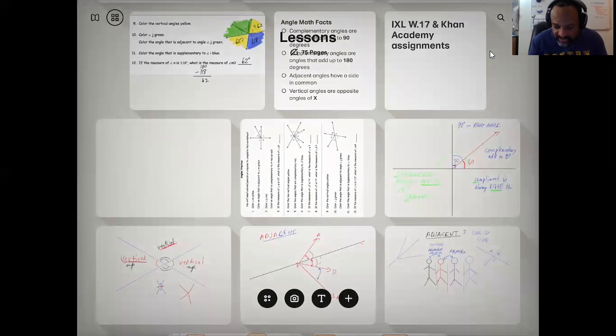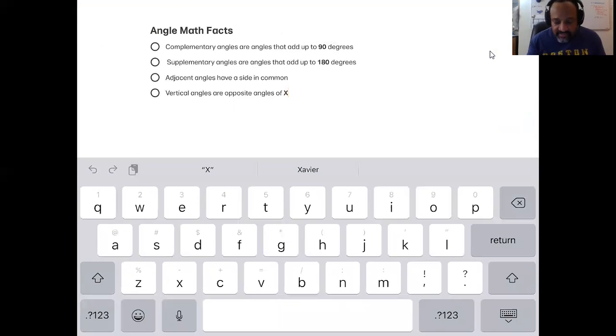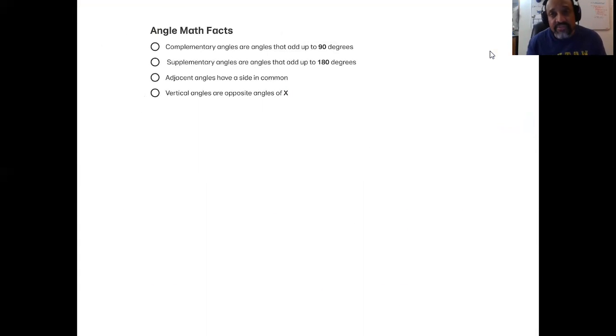All right, so I wanted to just go over this part here, the facts. Complementary angles add up to 90. Supplementary angles add up to 180. Adjacent angles have a common side and a common vertex. And vertical angles are angles opposite in the X, right? That's it.